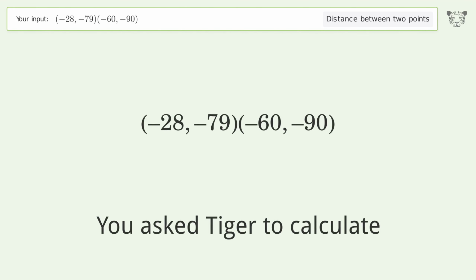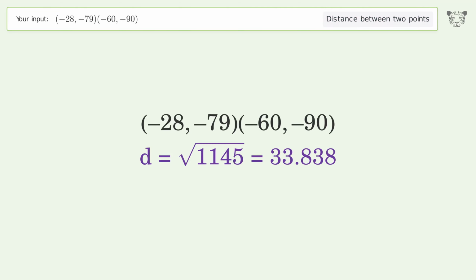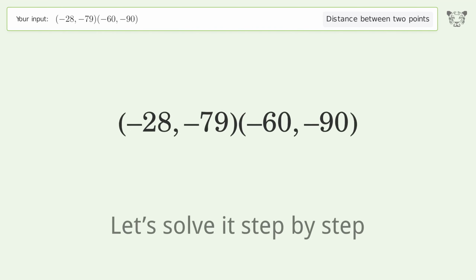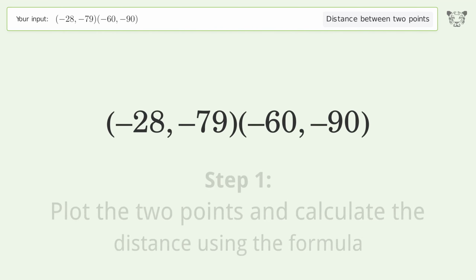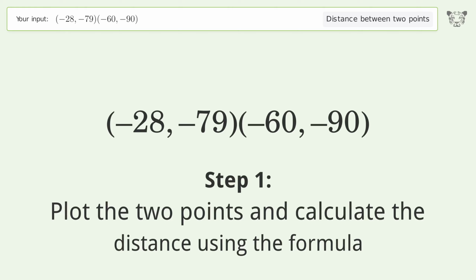You ask Tiger to calculate. This deals with the distance between 2 points. The distance between the 2 points is the square root of 1,145, or 33.838. Let's solve it step by step. Plot the 2 points and calculate the distance using the formula.